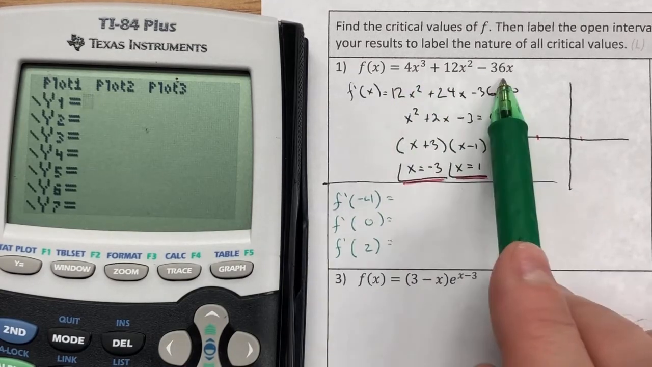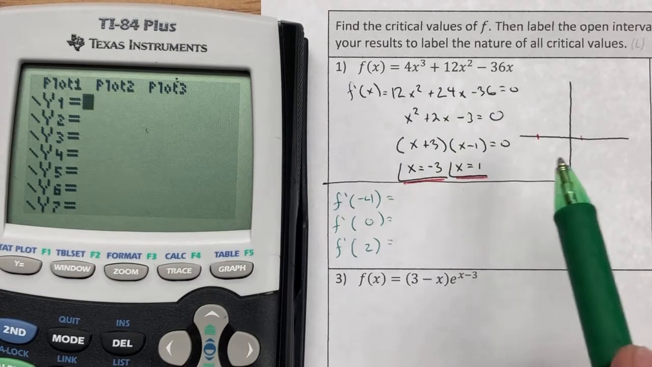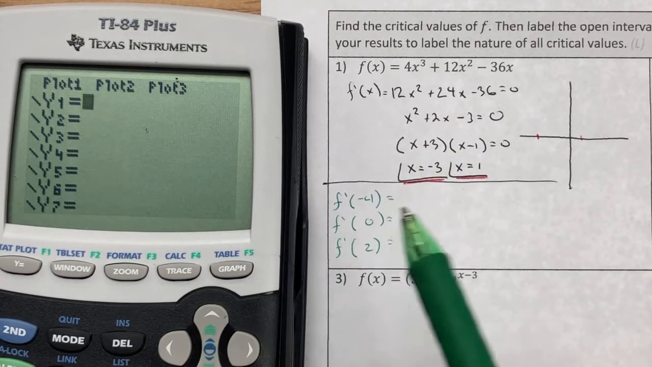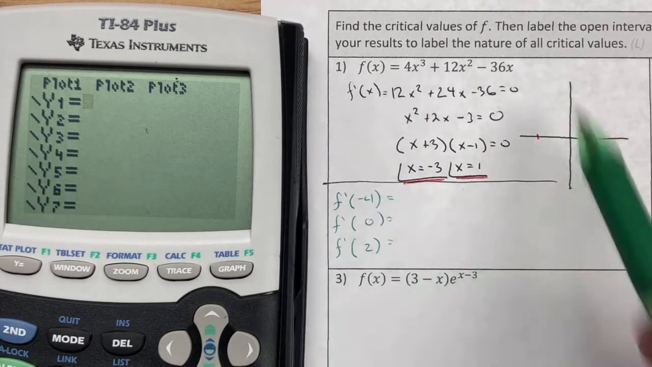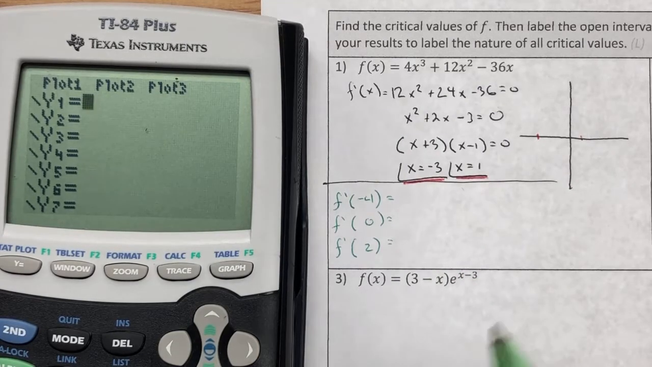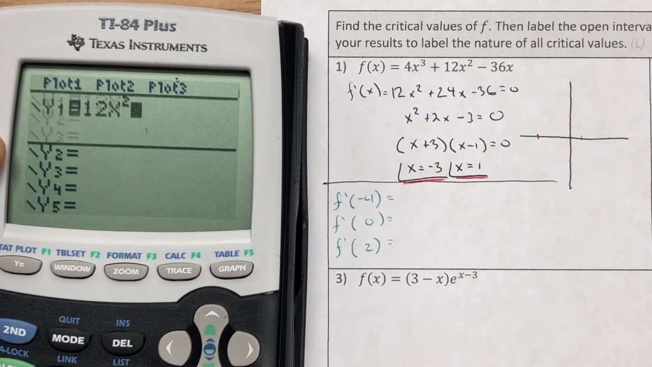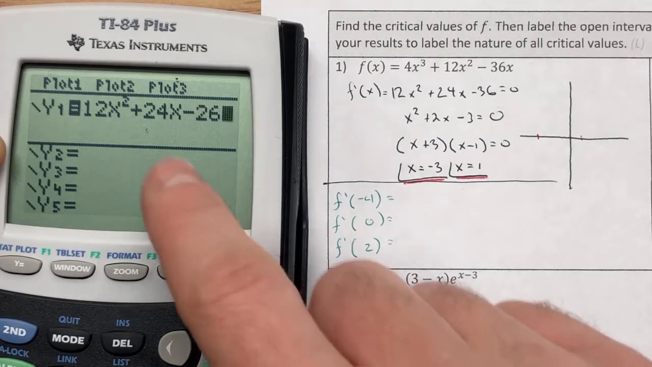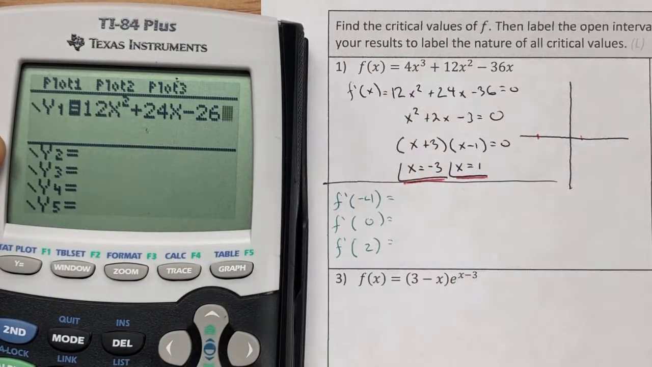Now I could plug this in, and that would give us the graph, and we don't need to find this, but we're just going to speed things along using this. This should be something that is able to be done by hand. So I'm going to plug in 12x squared plus 24x minus 36. So that is my derivative.